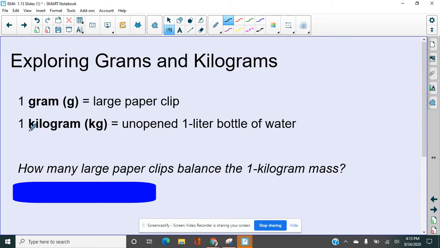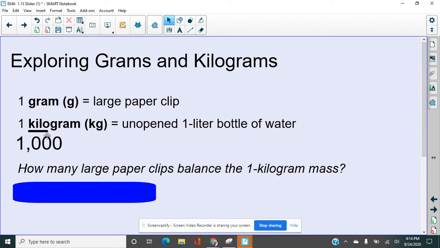Now, here's a new piece of learning here. We can also have something called a kilogram. Kilo is a prefix or a word part that means 1,000. So whenever you see kilo, whether it's kilometer, kilogram, kiloliter, anytime you see kilo, it's talking about 1,000 of something. So a kilogram is going to be equal to 1,000 grams, right?